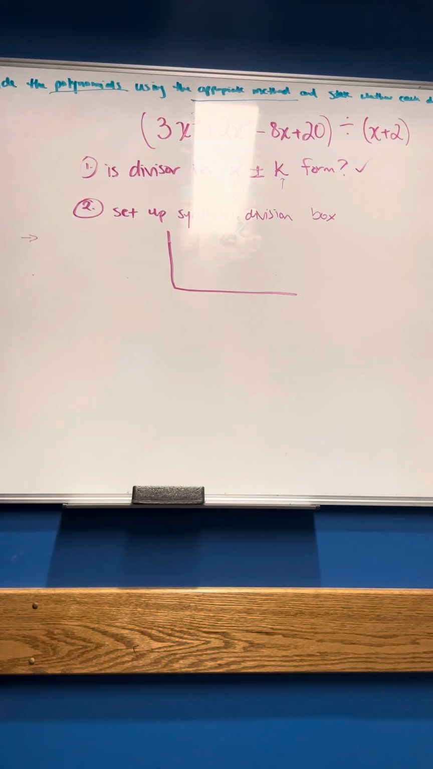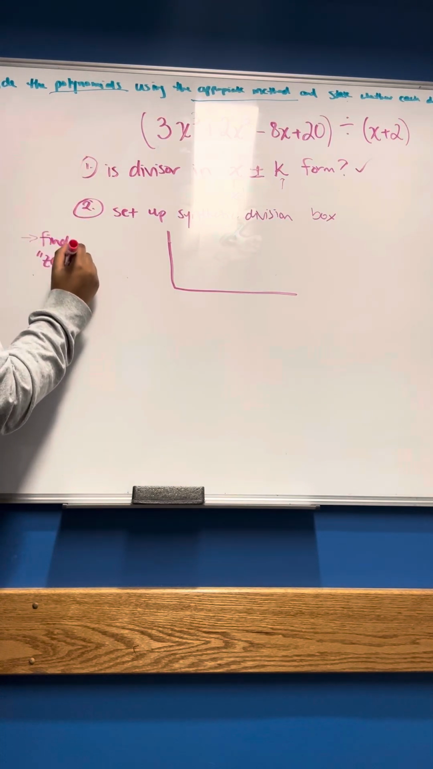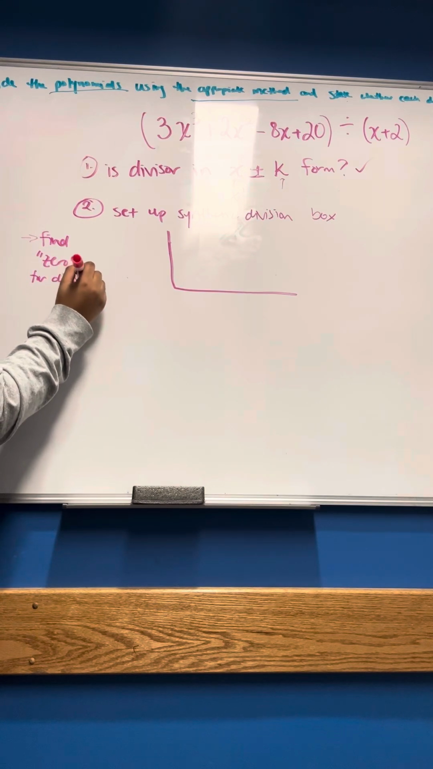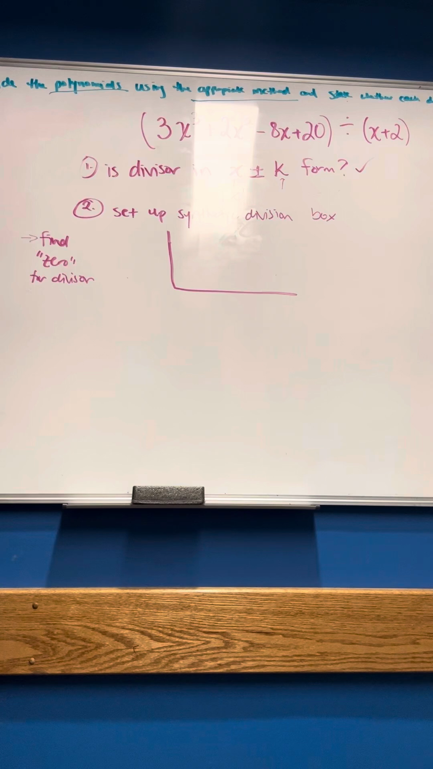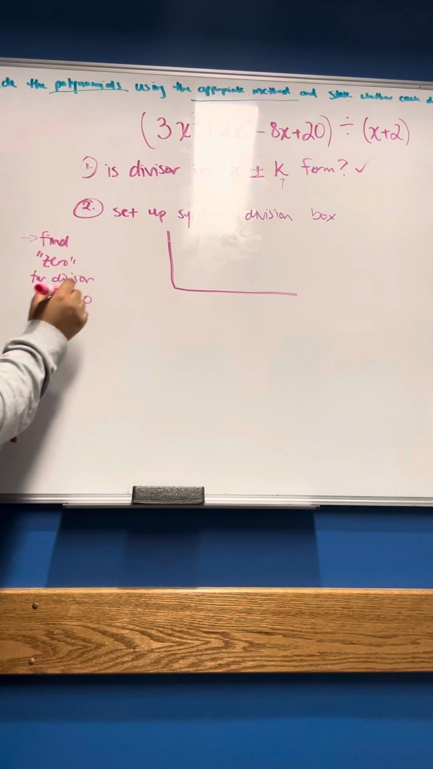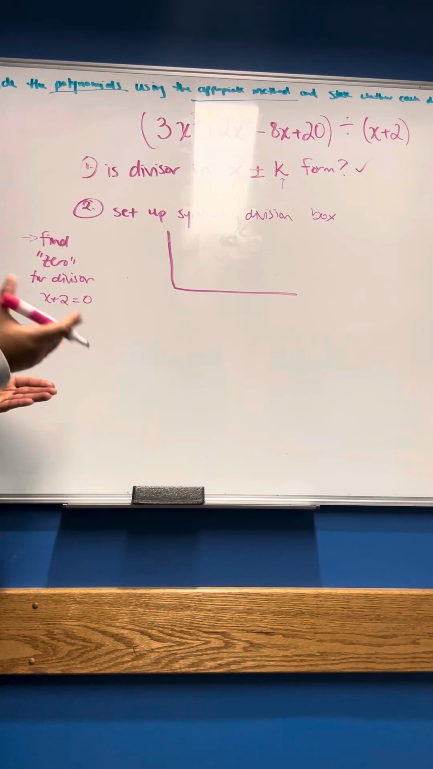is find our 0 for our divisor. Find 0 for a divisor. All that means is you set it equal to 0. When you're finding a 0 of anything, you just set it equal to 0 and solve for the variable. So what's our divisor? X plus 2. We're going to set it to 0. We're going to solve for the variable. Our variable is x. So we're solving for x.